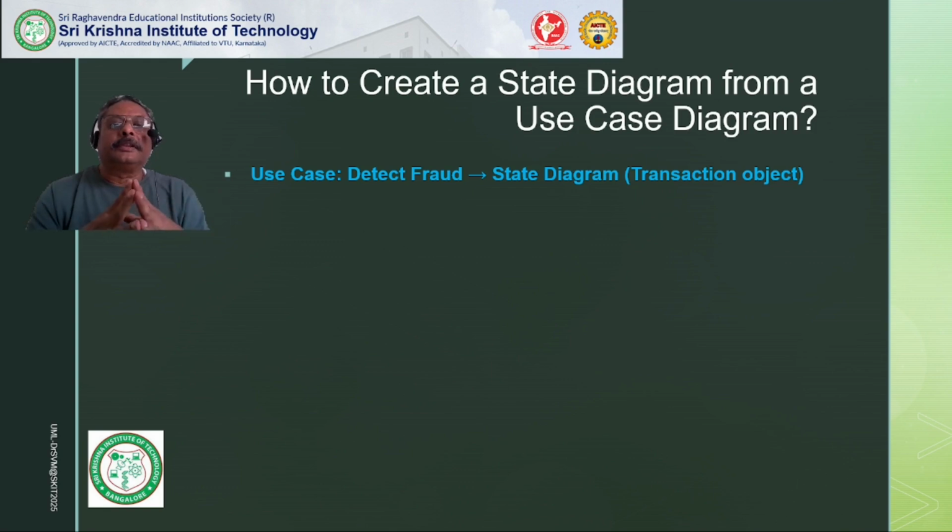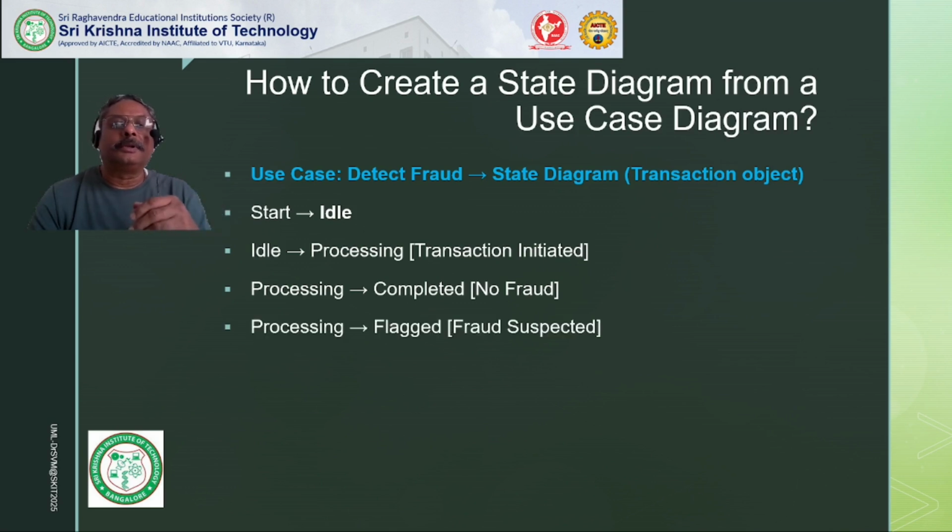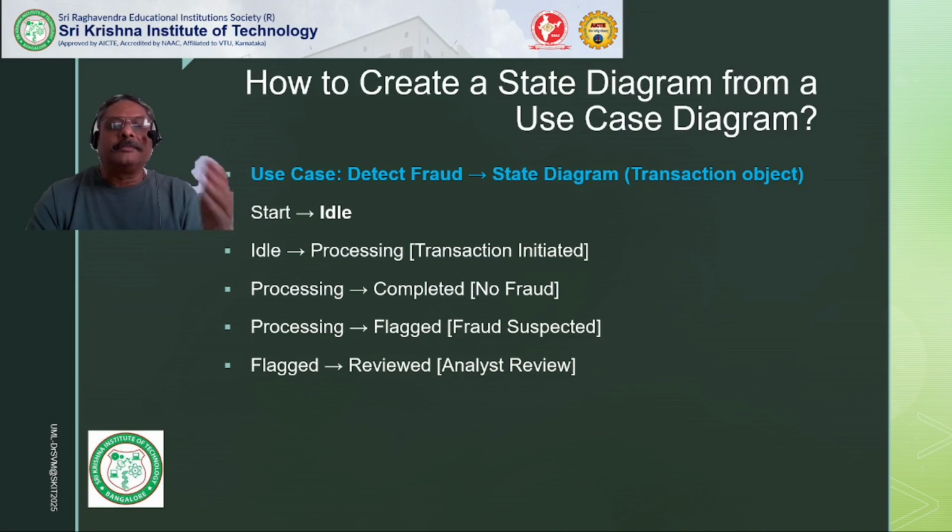In the use case it was called detect fraud, and in the state diagram we are calling it a transaction object. So we start with a start, then get into idle. From idle, if we get a transaction initiated, it gets into processing. From processing it gets into completed if there is no fraud found, or from processing it gets to flagged if fraud is suspected, then flagged to reviewed state.